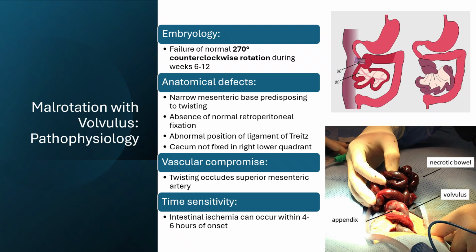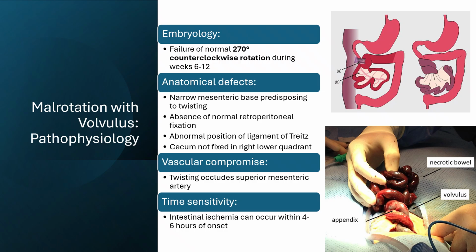The absence of normal retroperitoneal fixation means the bowel lacks its usual anchoring points. In normal anatomy, the duodenum curves around the pancreas and fixes retroperitoneally, while the colon attaches along the posterior body wall. Without these attachments, the intestine remains mobile and unstable.